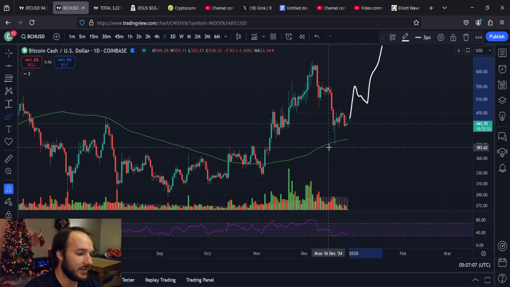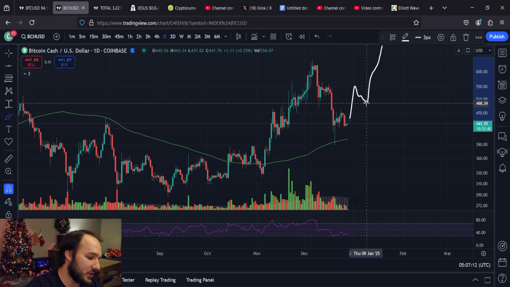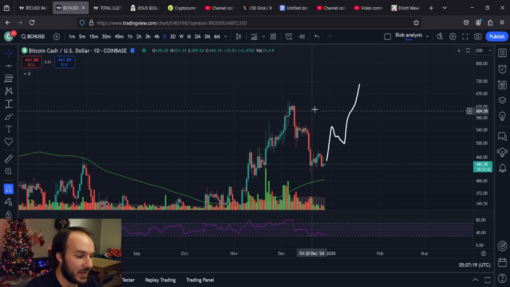Watch it happen exactly like this. Over the weekend, we're going to move up to 557, and then to start January off, we're going to move down to 500. And then we're going to move back up, and then we're going to see new relative highs by the end of January.